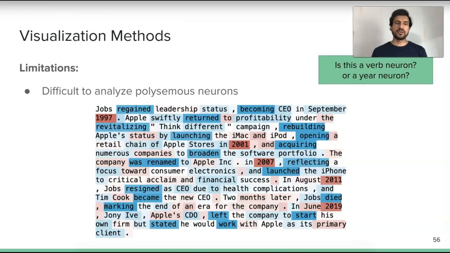Another limitation of the visualization method is its difficulty to analyze polysemous neurons. Polysemous neurons are the neurons that are capturing more than one property. For example, here, is this a verb neuron or a year neuron? Because we can see that it's activating on verbs a lot, but at the same time, it's also activating on years at the different end of the activation. And these types of neurons are very hard to visualize manually.